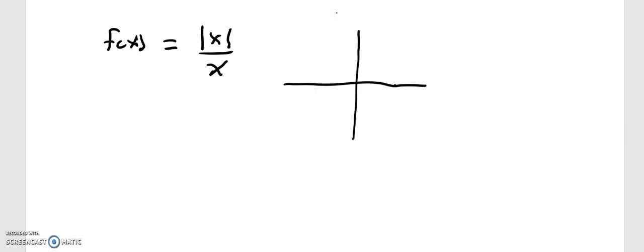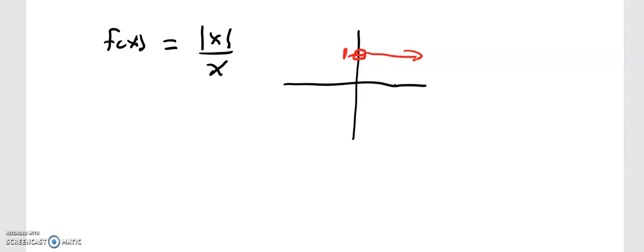Now keep in mind, this is not really defined as a rational function, because that would have to be a polynomial over a polynomial, and absolute values are not polynomials. So let's start plugging in positive numbers. If I plug in 1, the absolute value of 1 is 1, over 1, which is still 1. The absolute value of 2 over 2 also gives you 1. You can quickly see that the top always stays positive and the bottom will be positive, and you're simply dividing a number by itself. So this graph will look like this: I'll have a hole where x is 0, and a horizontal line onto infinity when x is greater than 0, at y equals 1.